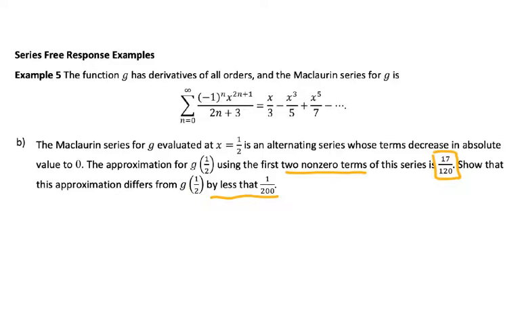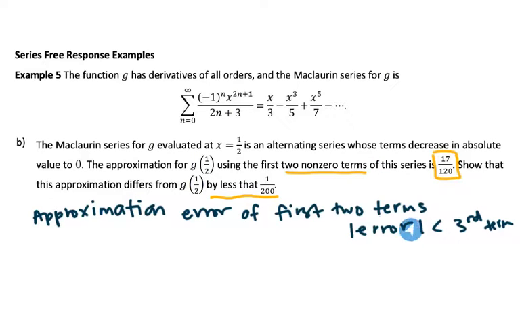So if we're thinking of the fact that we want to show this approximation differs by less than a certain amount, it means we need to find the error of these first two non-zero terms. And basically, we've discussed that this absolute value of the error has to be smaller than whatever the third term is. So to prove that it's more accurate than 1 over 200 in its approximation, we're going to find this third term and show that it is smaller than 1 over 200. And the way we're going to do that is to use the function that they've given us here. We can see that the third term is x to the 5th over 7.